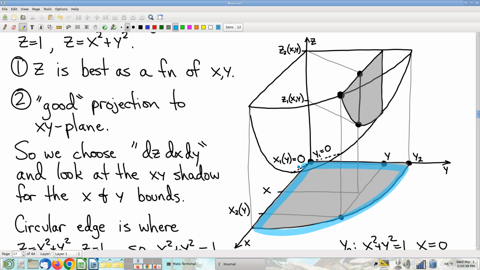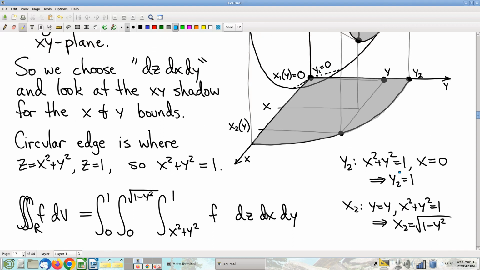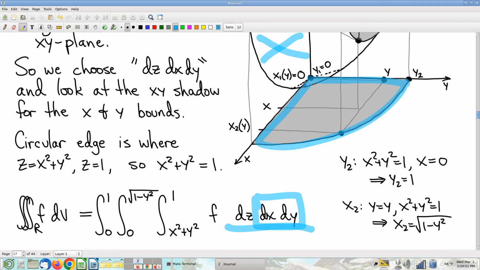So, having already decided that we're going to do this slicing in this order right here, specifically with dx and dy on the outside, I don't need to look at the solid. I can just look down here at this shadow. This shadow is super easy. It's just a quarter disc. Easy analysis that you can do over here.